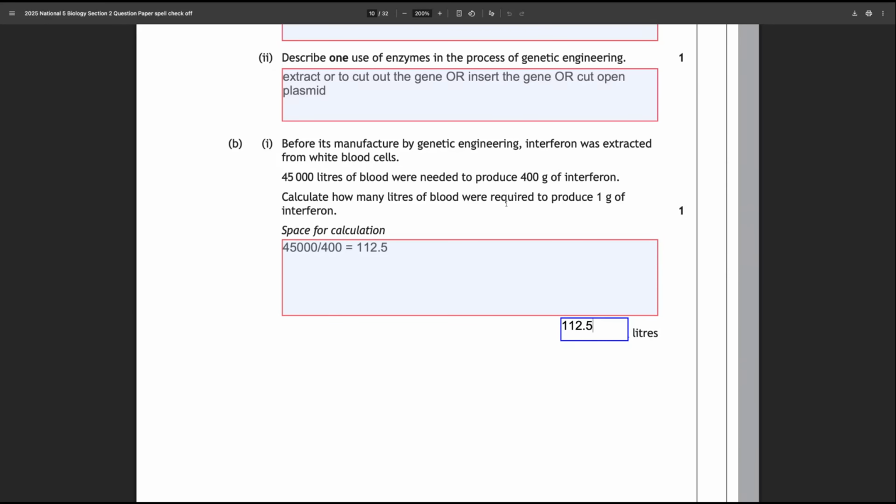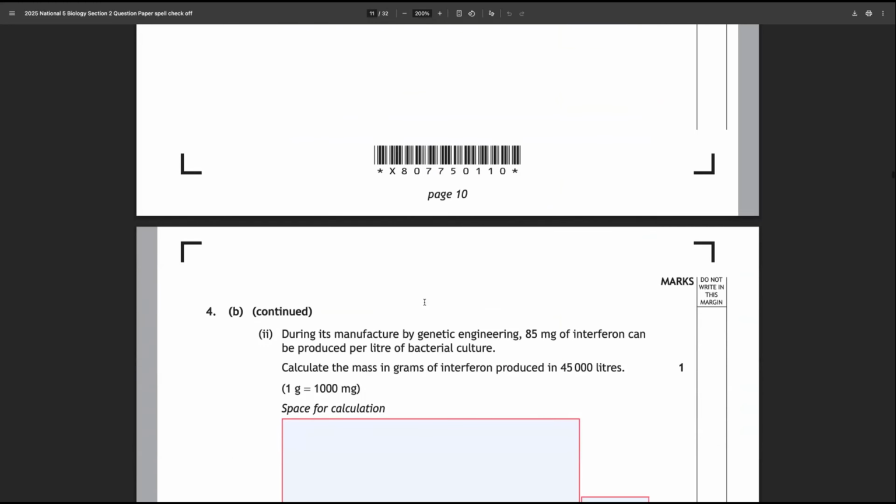Okay. So 400 grams of interferon for the first one. If we want to know 1 gram, that's 400 times less. So we then divide the 45,000 by 400.